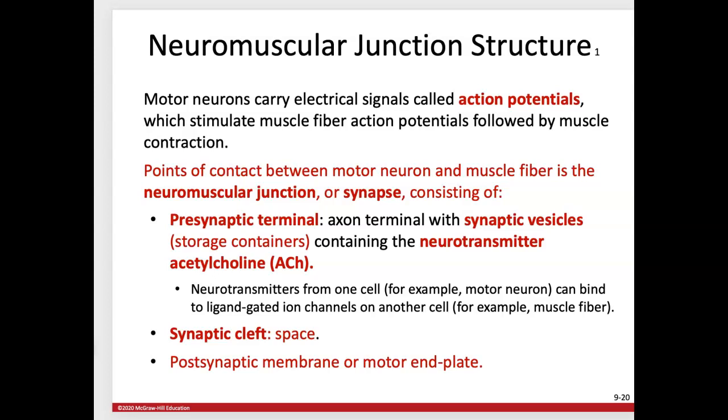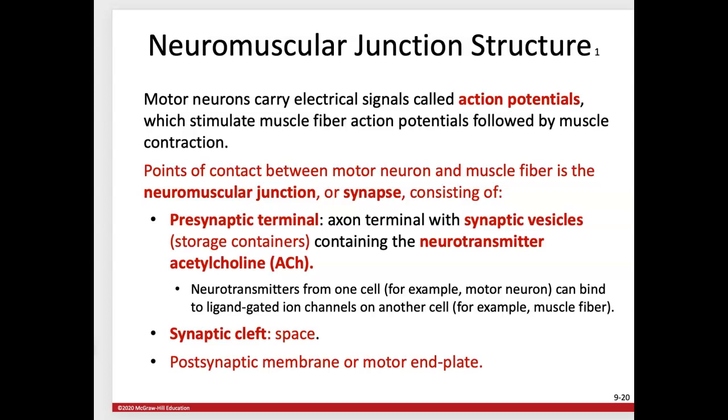The points of contact between the motor neuron and muscle fiber are referred to as the neuromuscular junction. Now, keep in mind that it says points of contact, but technically it's not physically touching. There is a gap there. So even though it says points of contact, there is a little gap between the actual motor neuron and the muscle fiber. And again, that's referred to as the neuromuscular junction, and sometimes referred to as a synapse.